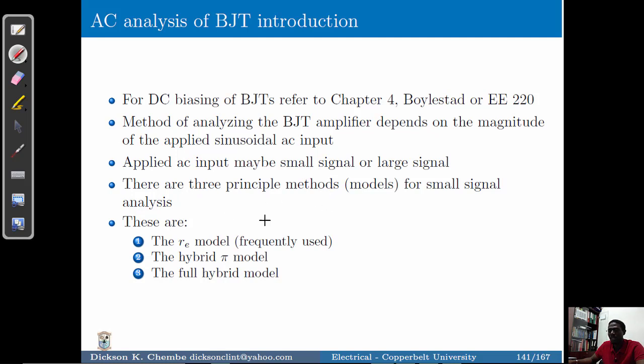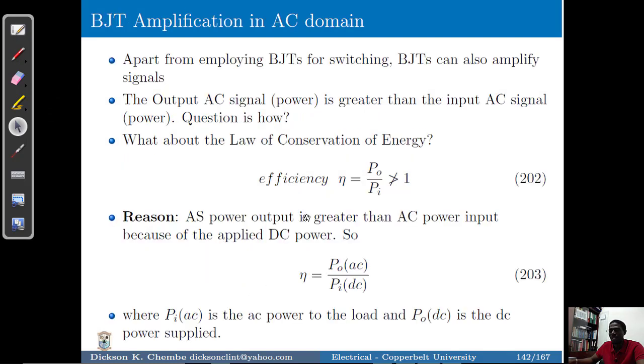Also, the applied AC input may be a small signal or a large signal. There are three main methods that we use for small signal analysis. That is the re model, which is frequently used. This is what we are going to focus on. And then there's the hybrid pi model and the full hybrid model. Basically these are the common ways that we can analyze a transistor.